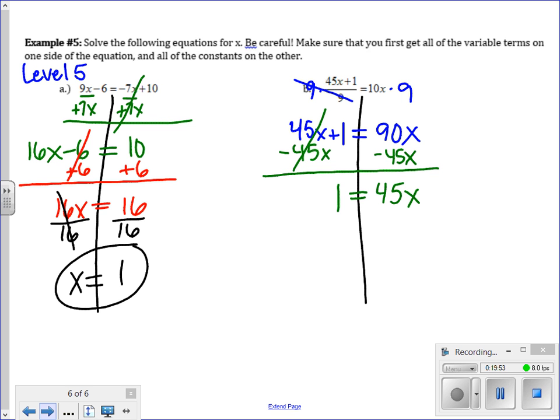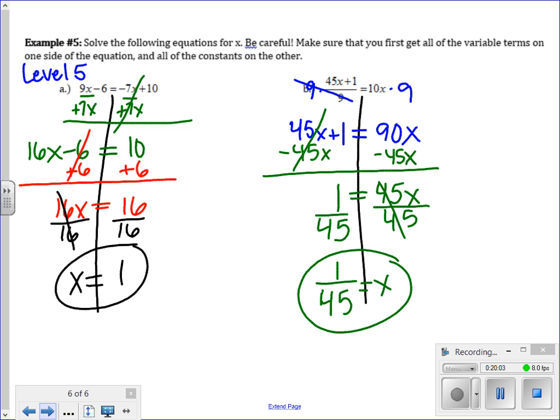Now this time, in order to get x by itself, I'm going to divide by 45. And I end up with the fraction 1 over 45 equals x. I could turn that into a decimal if I wanted, but I'm going to leave it as a fraction.